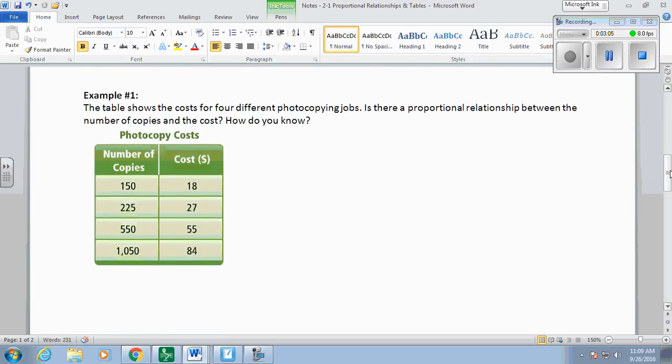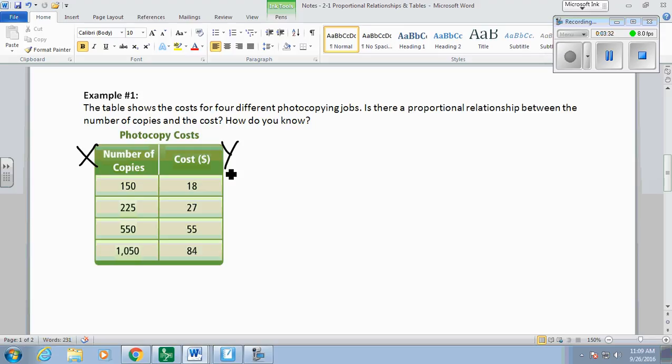Example 1 states that the table shows the cost for 4 different photocopying jobs. Is there a proportional relationship between the number of copies and the cost, and how do you know? They are showing us a table here, but instead of writing the x and y for us, they are saying the number of copies to the cost. But I like to just go x and y. 99% of the time, your x is always on the left and your y is on the right.